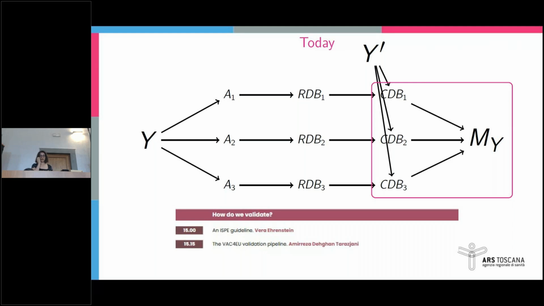So Vera will tell us the ISP view on that, and Amir will explain the details of the VAC4U pipeline, which is really where we want, as VAC4U, to try to make this systematic. And many of you may know, I am the vice president of VAC4U. VAC4U is sponsoring this event for this reason. This is something we want to improve and adopt.